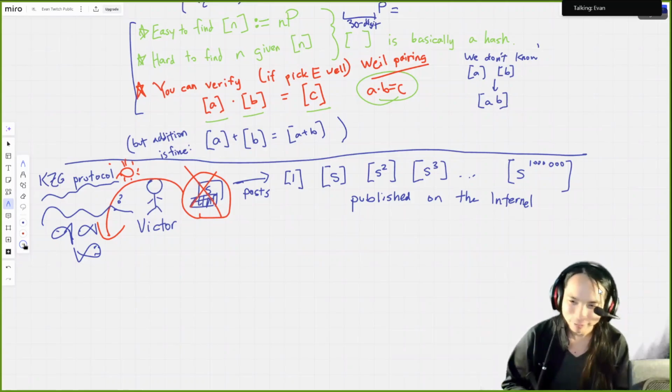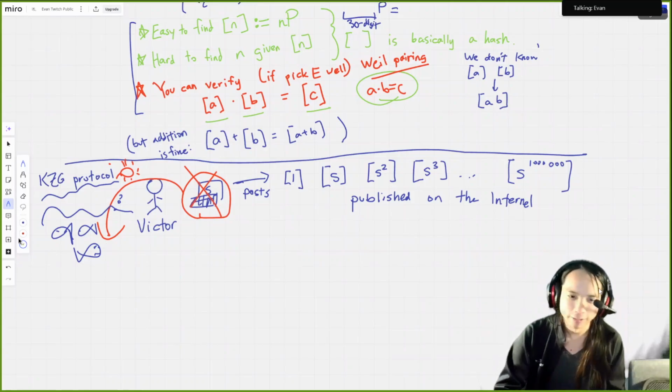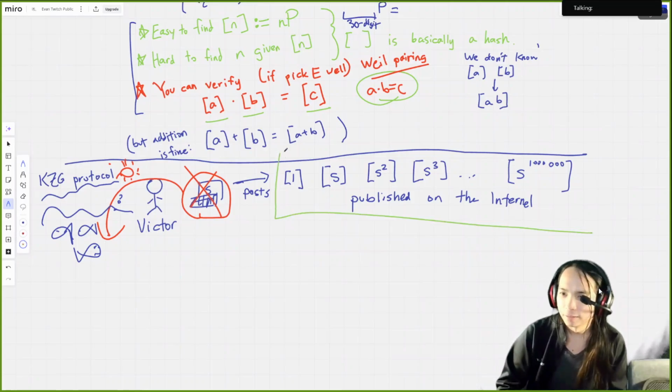Well, we post these numbers, and that's the one-time setup. Once we've done this, we take these posted numbers, and these are our points.